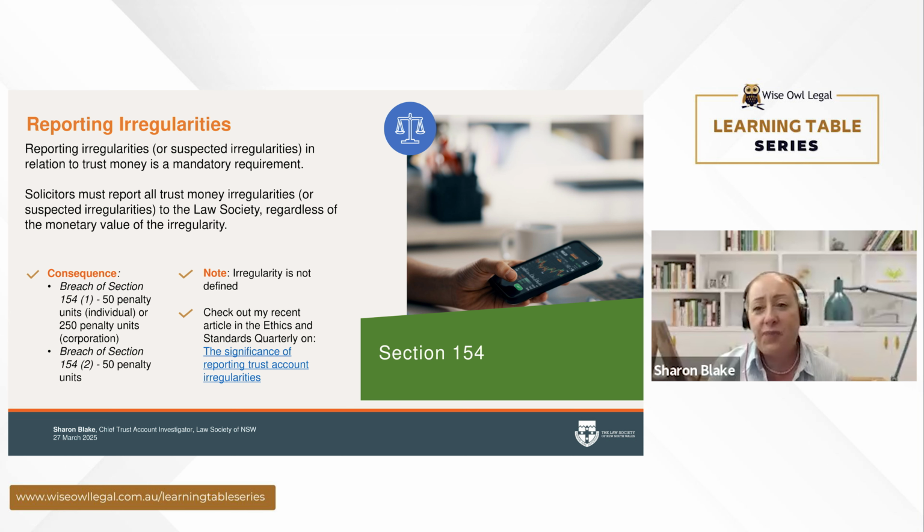Reporting irregularities. Section 154 states that solicitors must report all trust money irregularities or suspected irregularities, regardless of the monetary value of the irregularity. You will note that irregularity is not defined, but I take irregularity to include intermixing trust money with other money. For example, when a client deposits trust money into the office or general account.